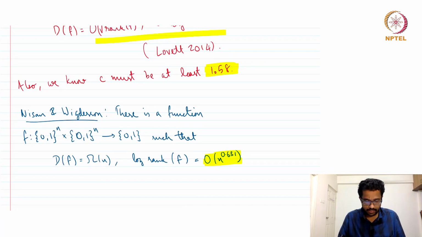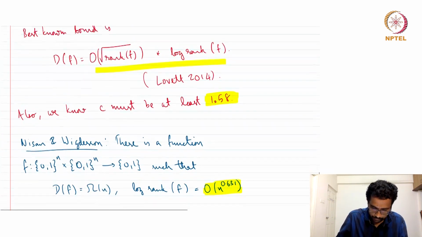And this function is, again, not very difficult to work out. If you are interested, I will give you the details of this, that the log rank of this function is at least this much. This function was discovered by Nisan and Wigderson.